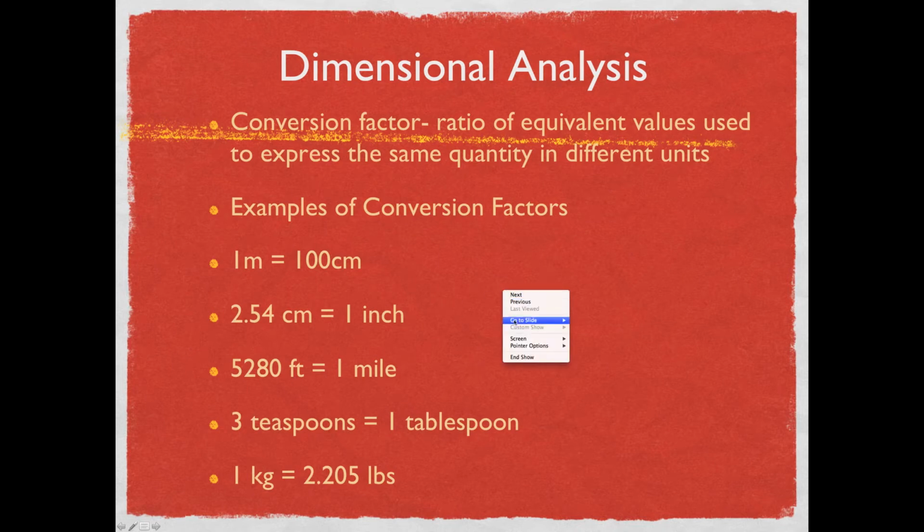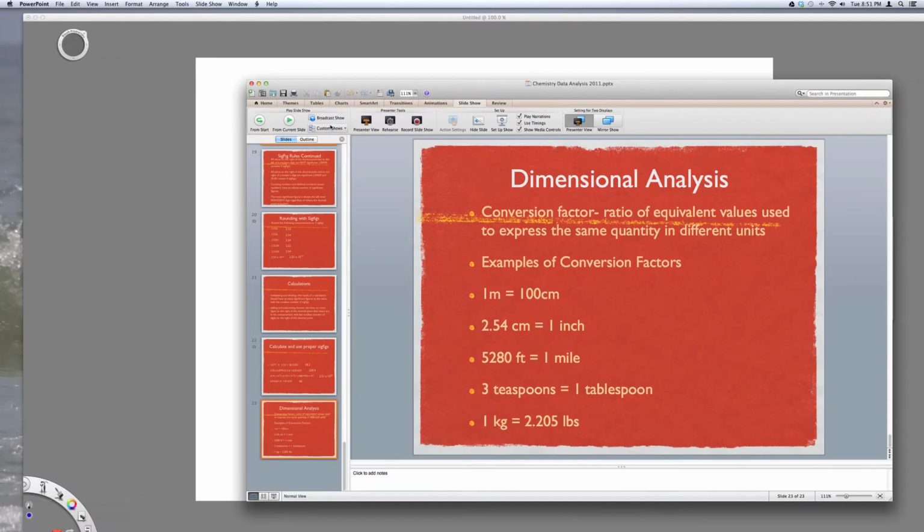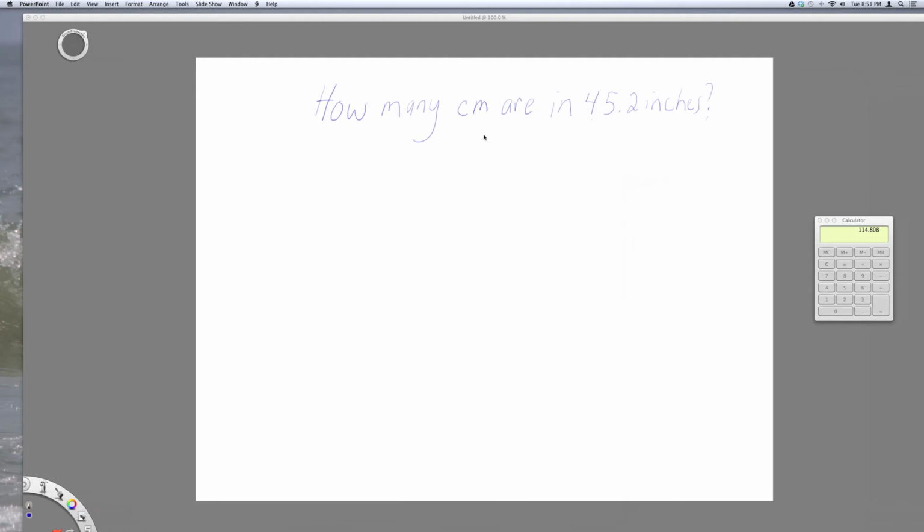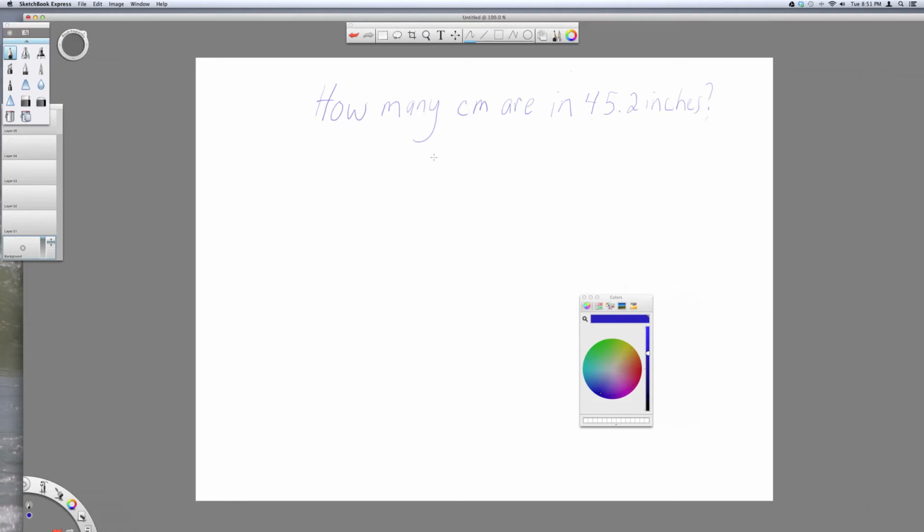All right, let's do our first example. All right, the question says, how many centimeters are in 45.2 inches? The first thing that I want to do is I want to figure out where I am going. Where am I going? I'm going to centimeters. So I'm going to write a question mark. I'm going to write centimeters. And I'm going to set that equal to whatever the given value is. In this case, 45.2 inches.